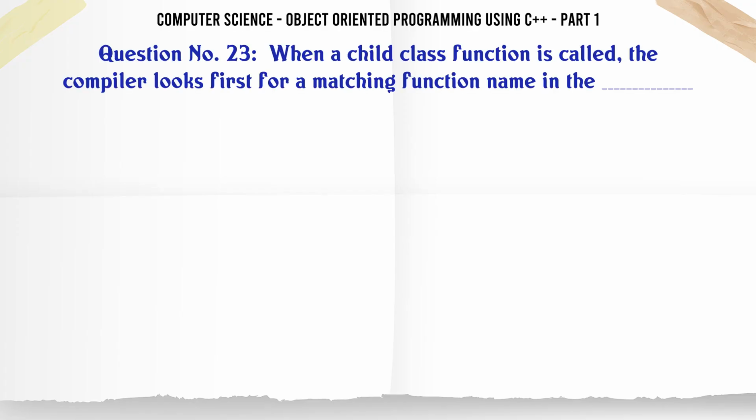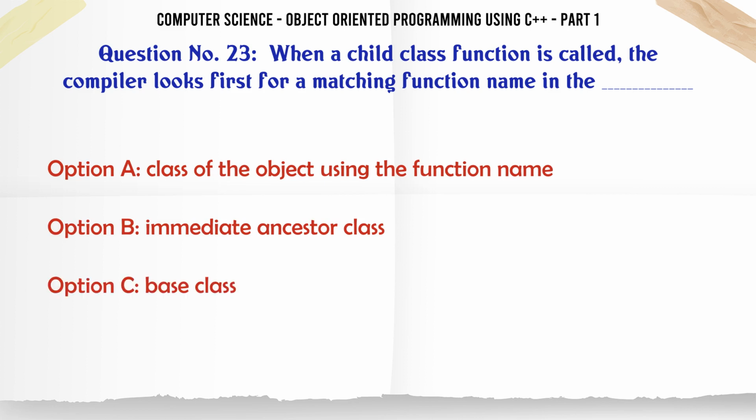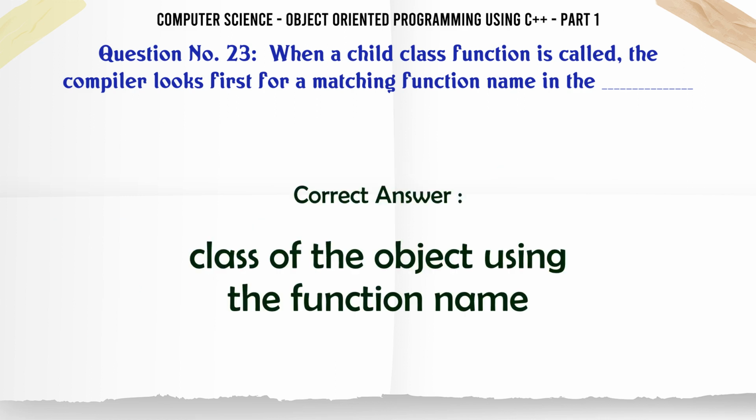When a child class function is called, the compiler looks first for a matching function name in the blank. A. class of the object using the function name. B. immediate ancestor class. C. base class. D. descendant class. The correct answer is class of the object using the function name.